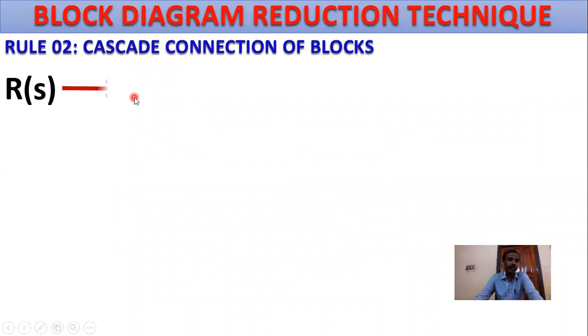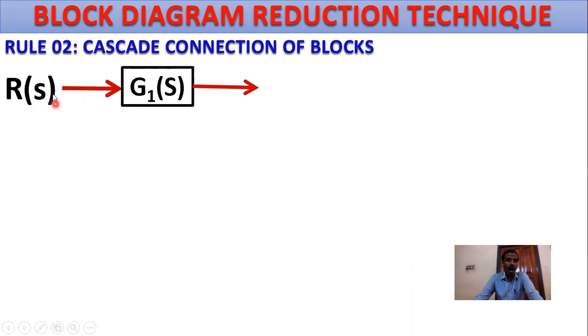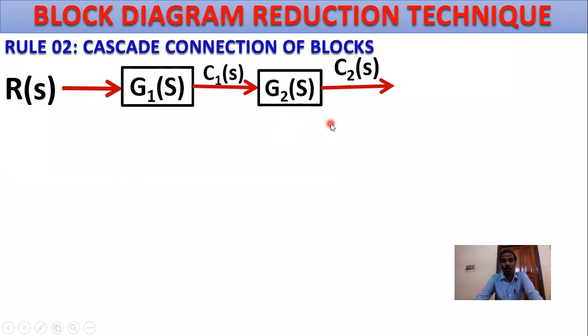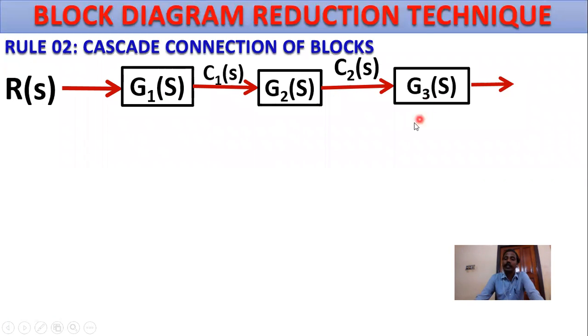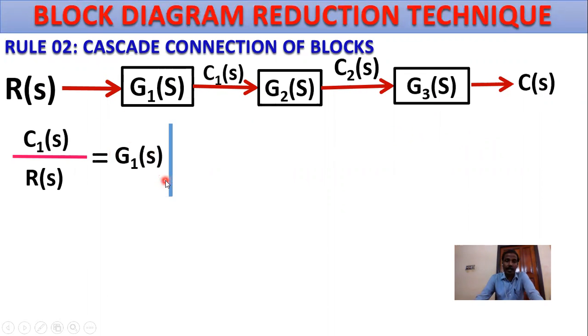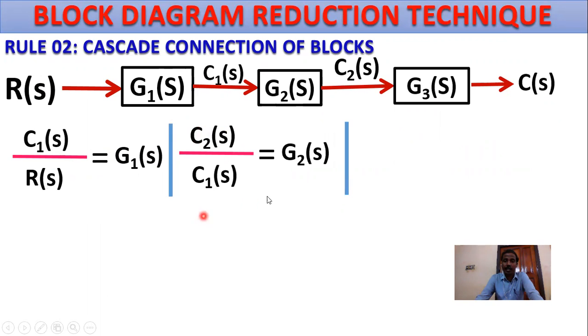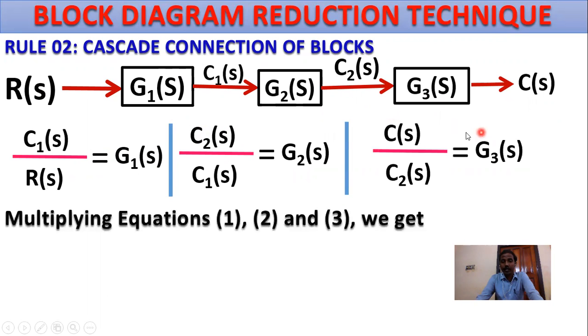For cascade rules, rule number 2: R(s) is the reference input, first block G1(s), output C1(s), G2(s) second block, and C2(s) output of G2(s), and G3(s) third block, output C(s). Then C1(s) by R(s) equals G1(s). This is equation number 1. C2(s) by C1(s), for the second block, this is G2(s). This is equation number 2. And C(s) by C2(s) is equivalent to G3(s).